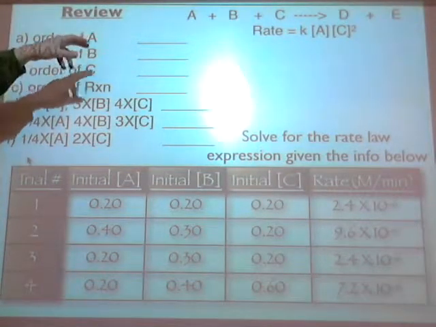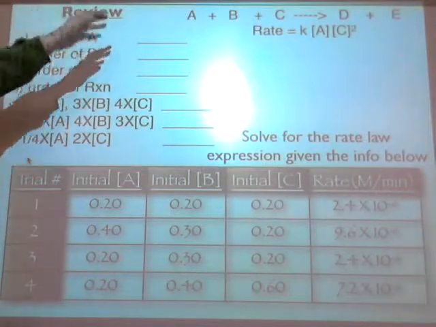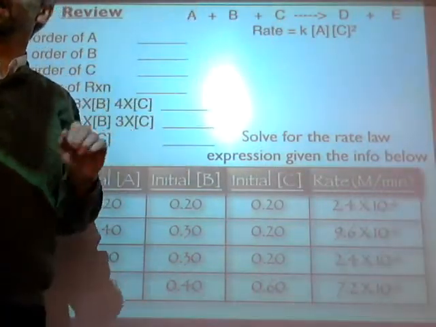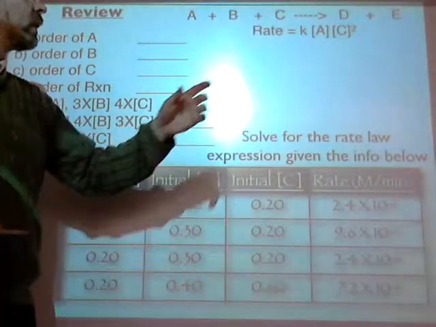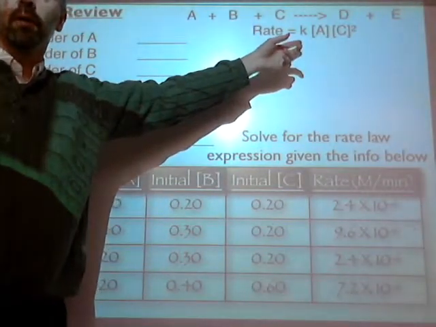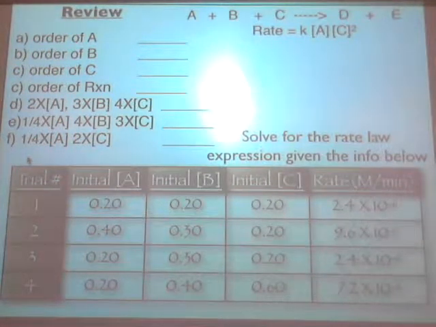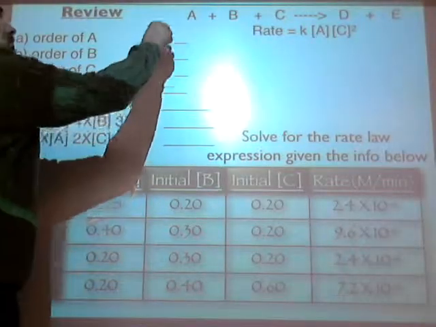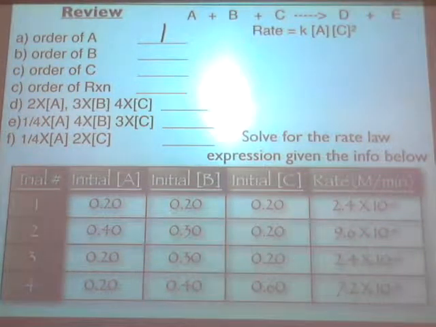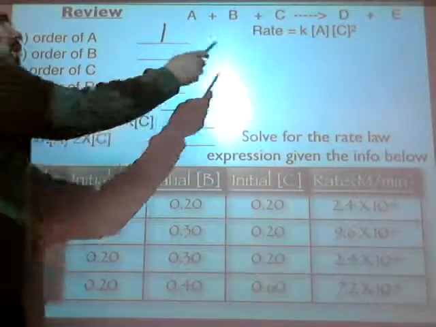All right, let's take a look at here. First of all, what's the order of each of these? First mistake to make is A, B, and C. I don't look at the actual coefficients. I look at only the rate law expression. Okay. What is the order of A? Victor. 1. Everybody agree? What's the order of B? 0, because he's not in the rate law expression.